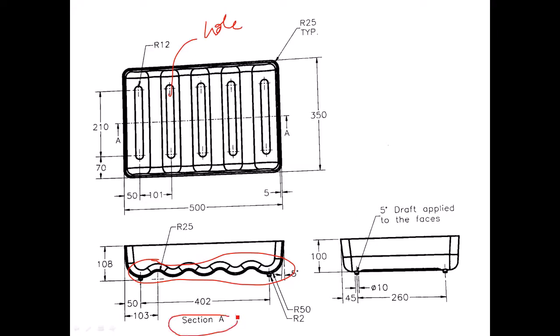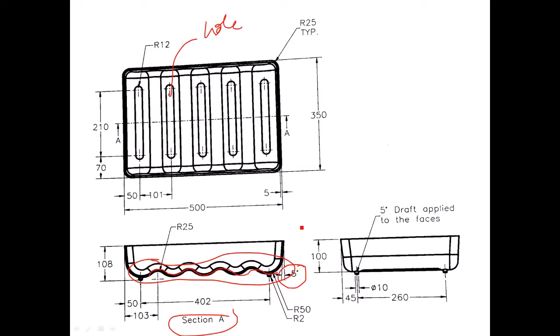Now look at section AA. Section A is exactly in the middle. Now they have some curvatures here. They have some curvatures. Okay? So let us go for the drawing here.